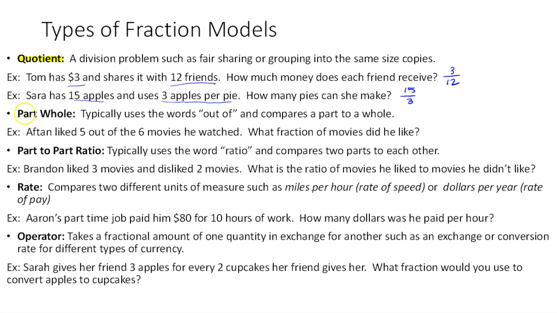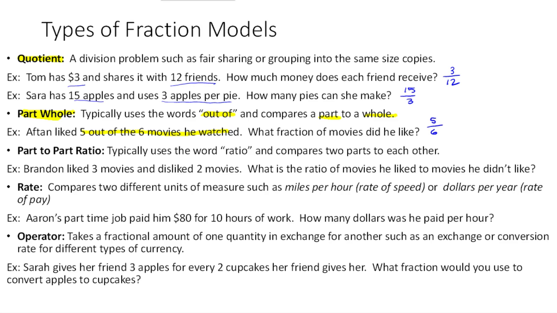Now, another type of way we use fractions is a part-whole model. So typically, not always, but typically we use words like "out of," and we're comparing a part to a whole. So let's look at an example. Afton liked 5 out of 6 movies he watched. What fraction of movies did he like? So here we're asking, of all the movies that he watched, which was 6, how many did he like? So the amount he liked has to be less than or equal to the total number he watched. So that's why it's a part-whole relationship. The part he liked was 5 out of the whole, which is 6.